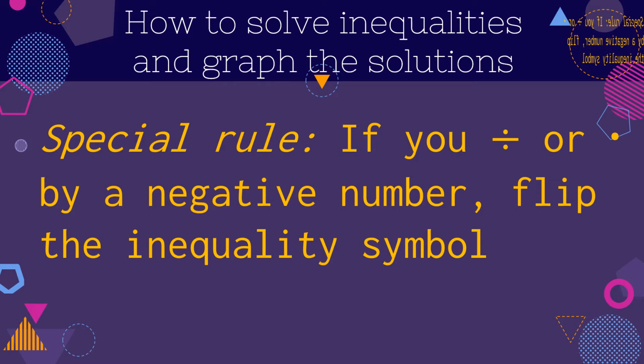Before we have step two, we have our special rule. In the moment of your steps, if you multiply or divide by a negative, you need to flip the symbol. So don't forget about that, okay? That's such a special rule. It's what's really new in this unit, so it's going to be challenging to remember.